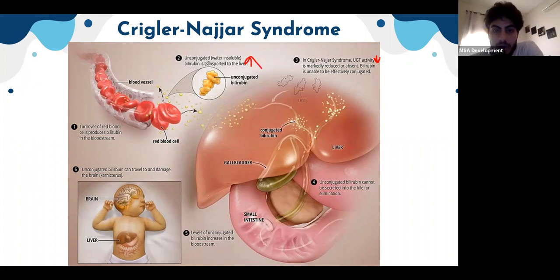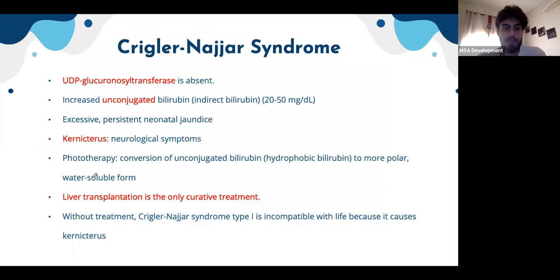Hence, we get an increase in unconjugated bilirubin. It's not getting conjugated. It's not going through the cycle. So right away we have increased unconjugated bilirubin, and this unconjugated bilirubin cannot be secreted into the bile for elimination. So first of all, we have no or low UGT. This ends up giving us high unconjugated bilirubin, and because there's high unconjugated bilirubin now, it either regurgitates into the blood, or it can become worse and go into the brain and cause kernicterus. And that's basically what we're saying here.